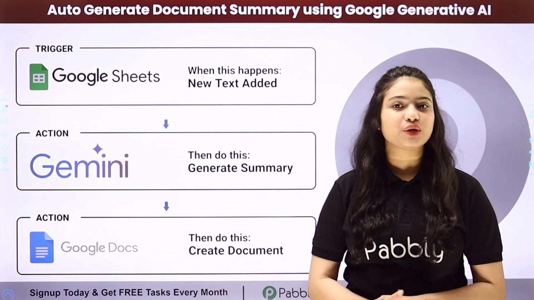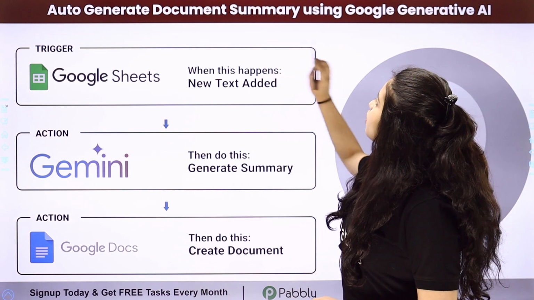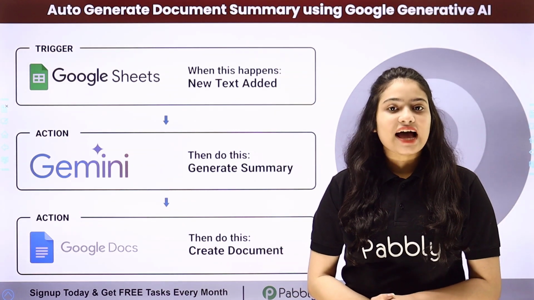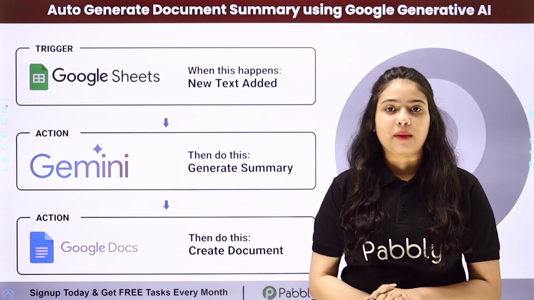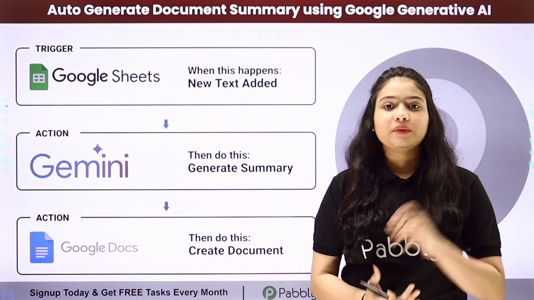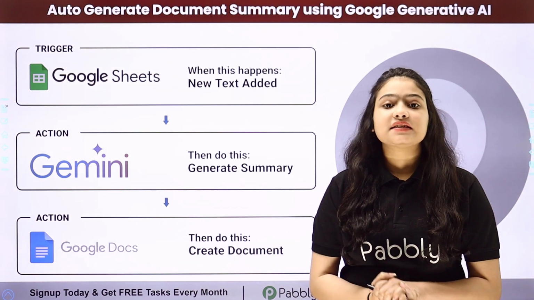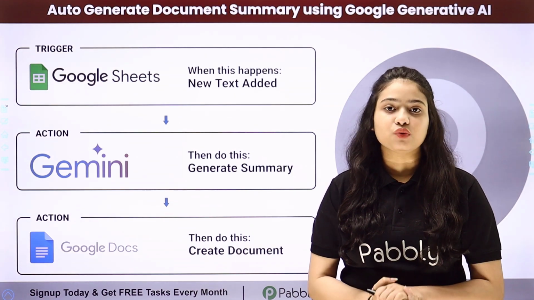In this video, we are going to learn how to auto-generate document summary using Google Generative AI. Here, my objective is that as soon as I add a new text or a paragraph in my Google Sheets, automatically a summary should be generated with the help of Gemini for that same text, and then the same generated summary should be added in a Google document.